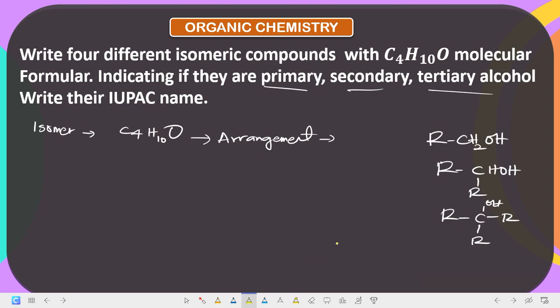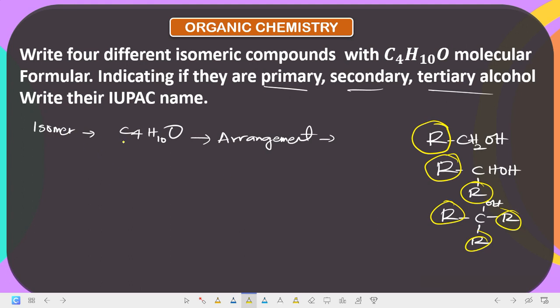What is the difference between the classes of alcohol? Primary alcohol has just one alkyl group attached with 2 hydrogens. Secondary has 2 alkyl groups. And then tertiary has 3 alkyl groups. Now, what are alkyl groups? Alkyl groups are formed when hydrogen is lost from alkane molecules.